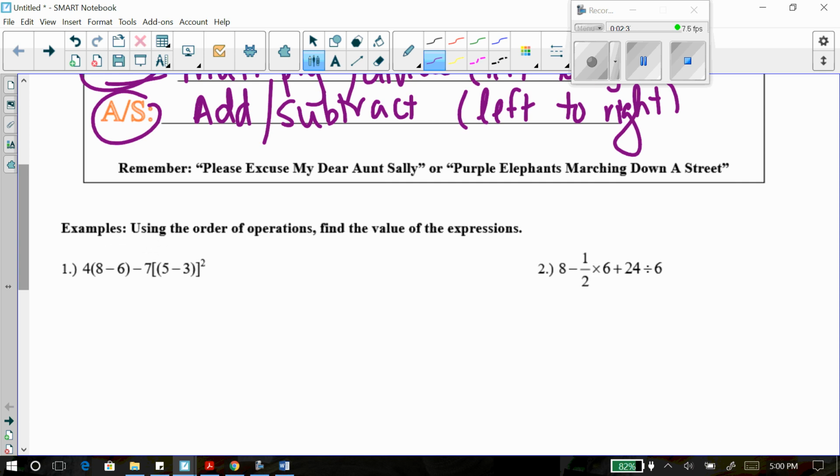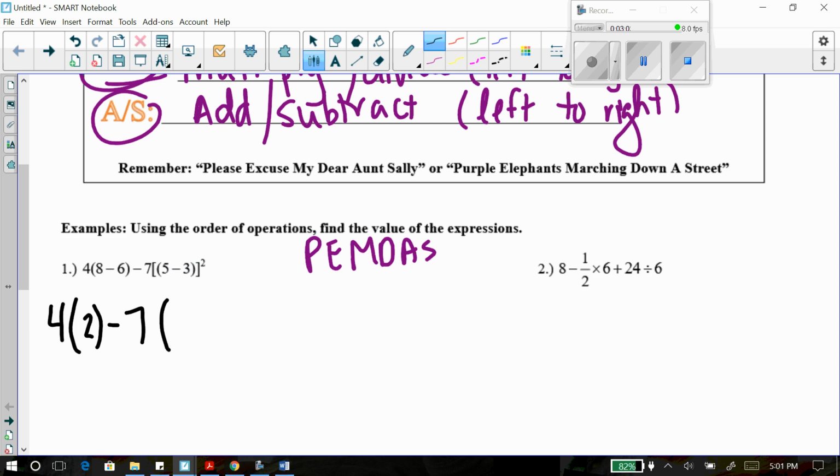All right. Use order of operations to find the values of the expressions. Sometimes I like to write out PEMDAS just so I can go in order. So parentheses, I'm going to take care of what's in the parentheses first. So 8 minus 6 is 2, and 5 minus 2 is 3, so 2 squared. Parentheses means do what's inside parentheses. Parentheses in this case right here is actually representing multiplication. We are done with our parentheses.